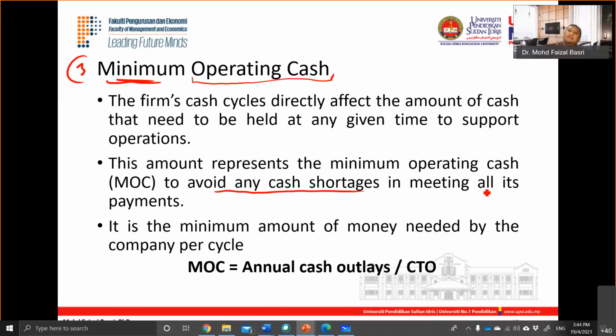At the same time, you don't want to have too much cash. If it is too excessive from the minimum, it is inefficient because the company will not require that much cash. So to find MOC, minimum operating cash, we need to know the annual cash outlays, which is the cash requirement of the company, and we divide it by the cash turnover.